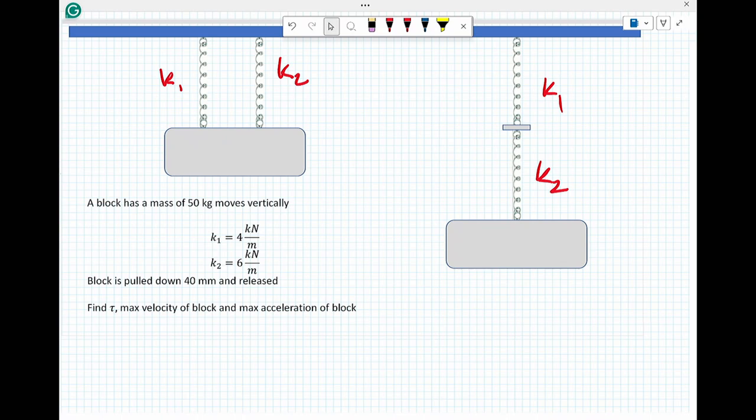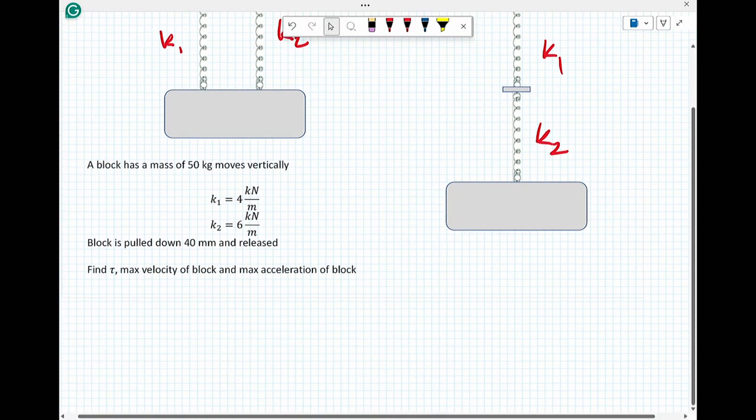And again, you're just setting this up as a recipe. You're just going through and solving through for everything in the same form.